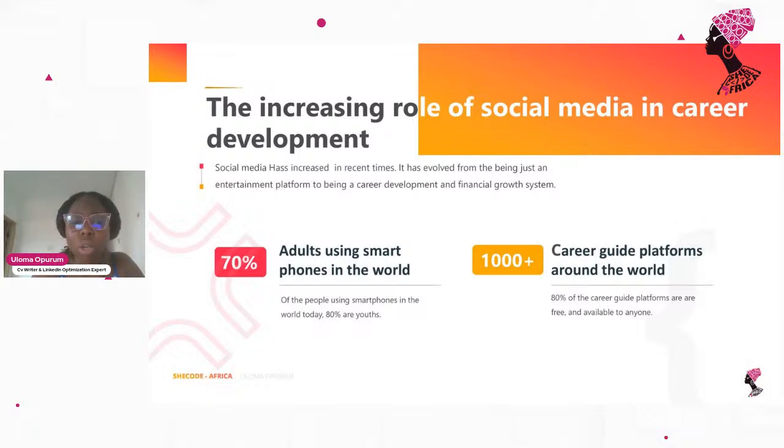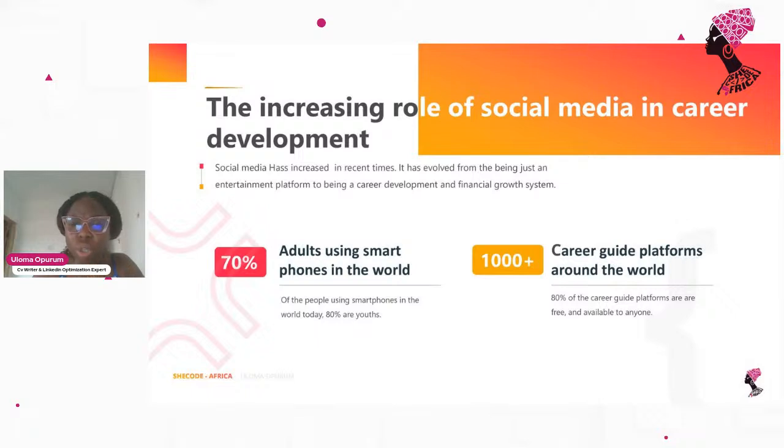So we should also have it at the back of our mind that everybody's on social media. There are increasing numbers every day, and we have about 1,000 career guide platforms around the world. I mean, everything, people can go to school on social media. The world is changing. We'll get to a point that you may not necessarily need to even do anything. Almost everybody is working from home at the moment.